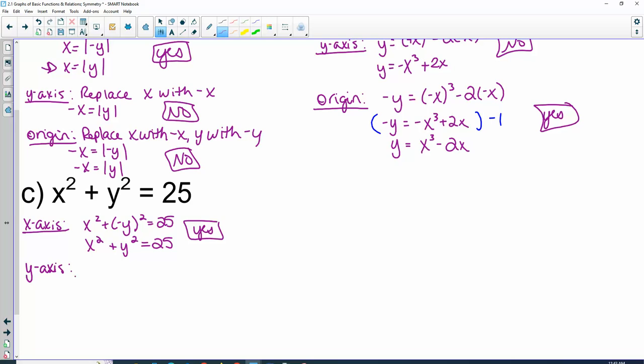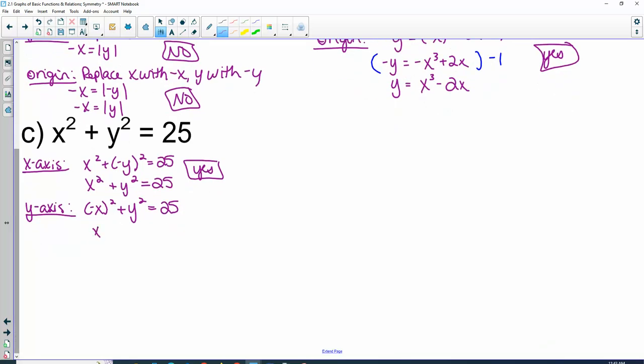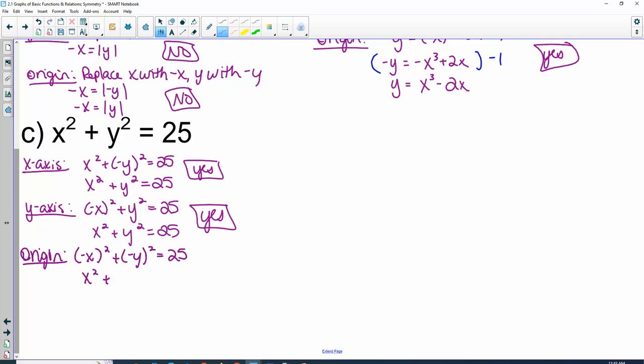We check the y. We make our x negative. What happens if you take negative x times negative x? And so we see what? It's the same. So this one is also symmetric to the y. So we have both so far. Origin. And we've already seen when you square a negative, it's positive. So this one is also a yes. This graph has all three types of symmetry.